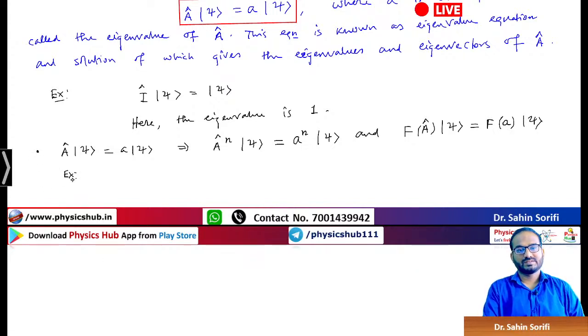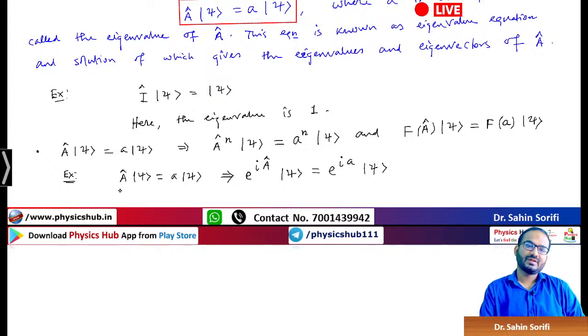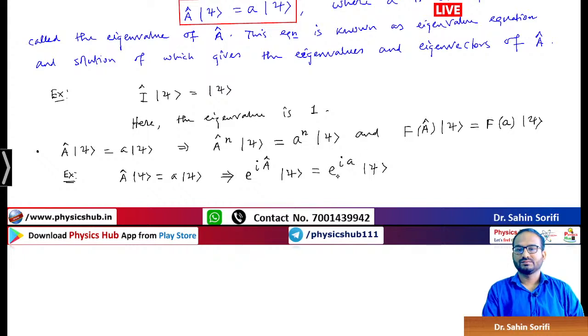Look, a particular example of this thing. Let's say A applying on psi is equal to a psi, and it directly means if you apply some function operator, let's say e to the power i A cap, this is a function operator applying on ket psi, so this will give you e to the power i a ket psi. Try to follow what is happening. The eigenvalue of operator A is small a, so e to the power i A will produce e to the power i small a as the eigenvalue.